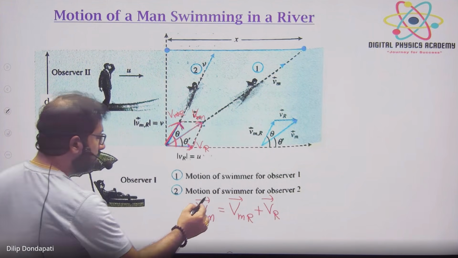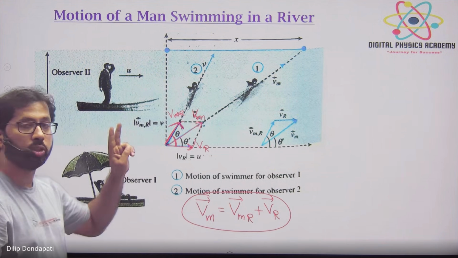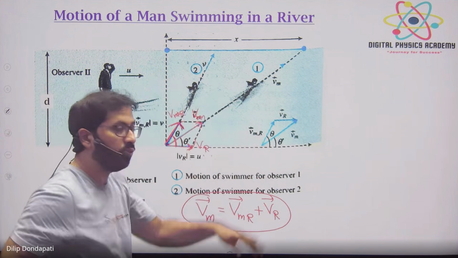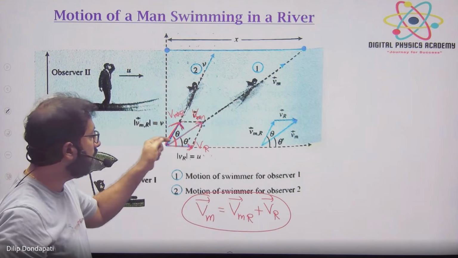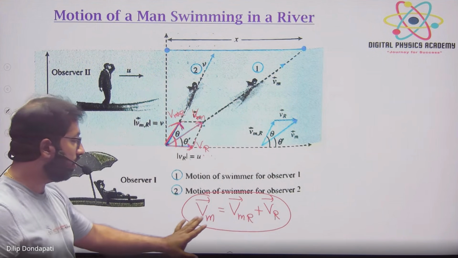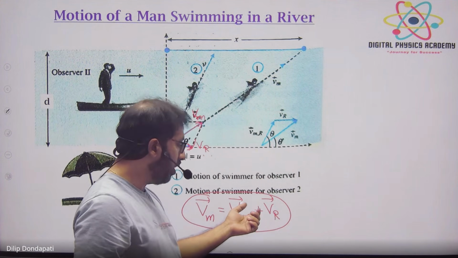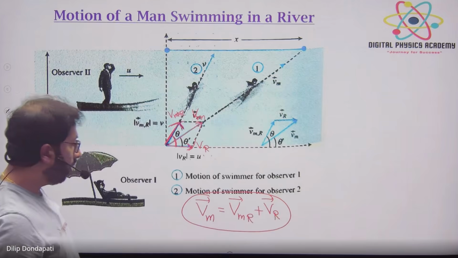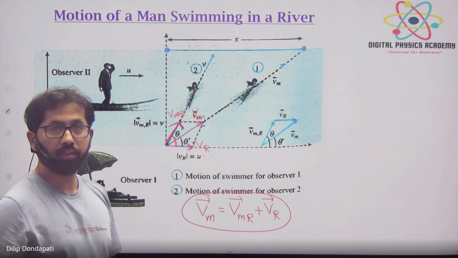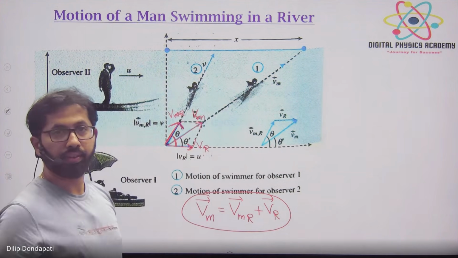Velocity of man is equal to, meaning the person sitting on the ground sees two speeds. One is his own speed, whatever he is swimming, and the other is the velocity of the river. The resultant of both is what he will see. You have to learn this equation: velocity of man is equal to velocity of man with respect to river plus velocity of the river. But if the river is in the opposite direction to the man, it will be minus VR, right? Generally, we see everything with flow in some direction. This is with respect to the first observer.